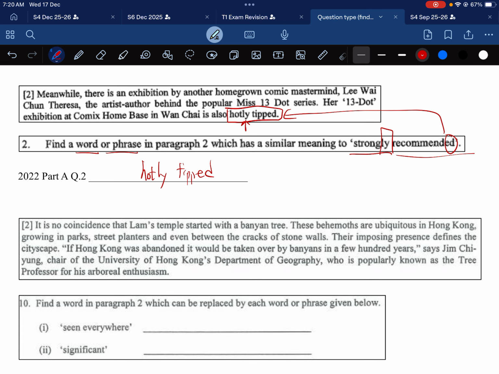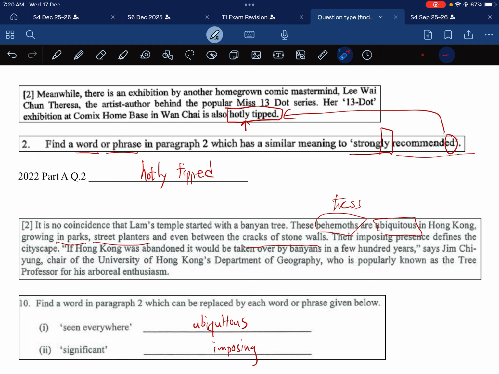Okay, so seen everywhere. It is ubiquitous. Okay, because it says that it is in between the cracks of stone walls. It is in parks. It is in street planters. So these behemoths, the trees, they are seen everywhere. We can see them everywhere. Okay, for significant, it is imposing, the significant presence.